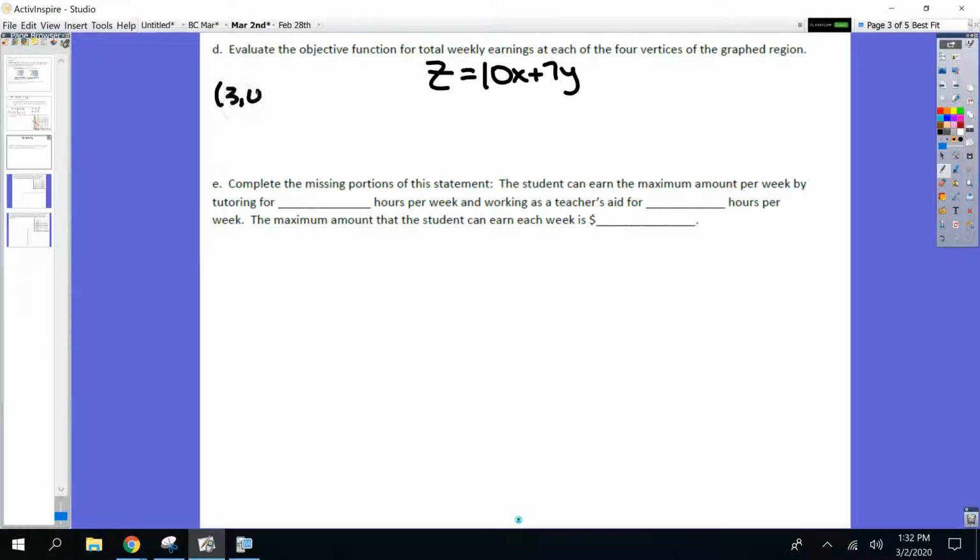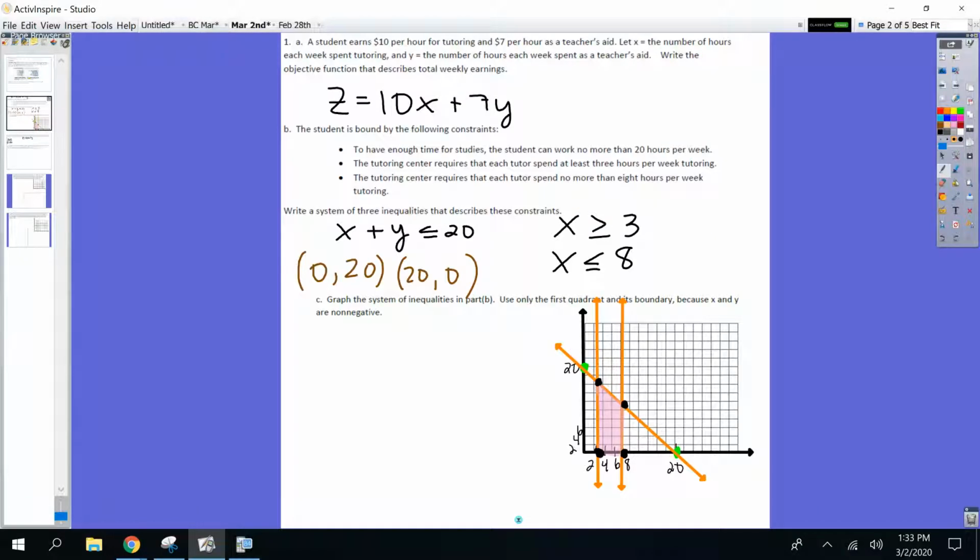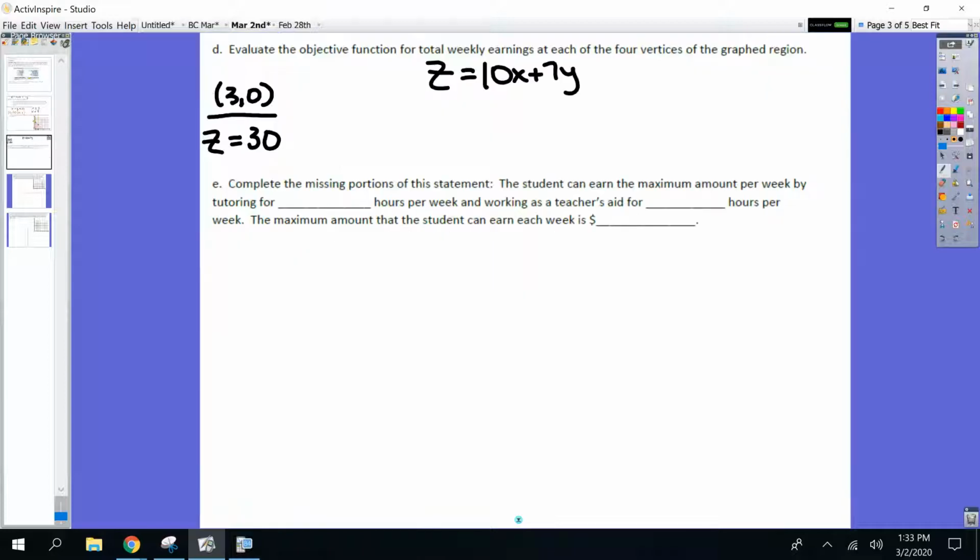3, 0. What do you got for me? How much do we make with 3, 0? 30 bucks. All right, let me go to this point on the right, bottom right here. 8, 0. Plug that in. That'll be 80 bucks.